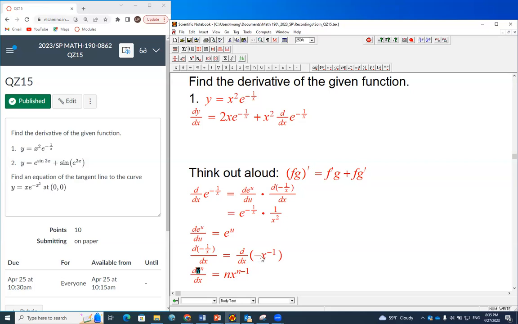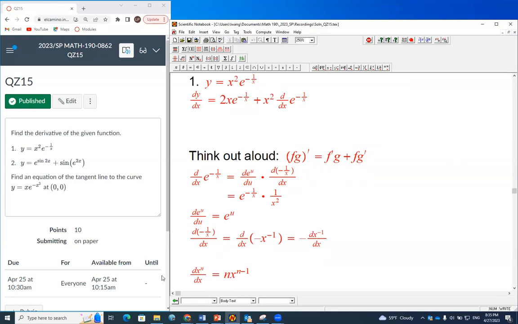And now we have negative x raised to the power negative 1. The negative sign can be moved outside. So we will have the derivative of x raised to the power of negative 1 with respect to x.